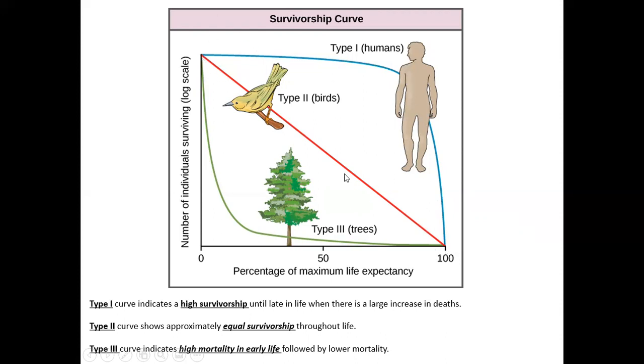And as I said, type 2 here, there's basically an equal chance of surviving throughout life until you reach your maximum life expectancy. And then with the plants or trees in type 3, you see a lot of offspring produced at the very beginning. But if you can make it past this certain point, you're likely to survive a long time. All right.